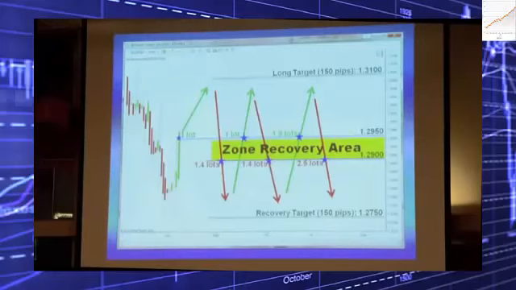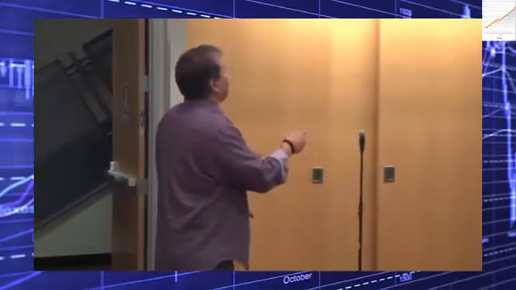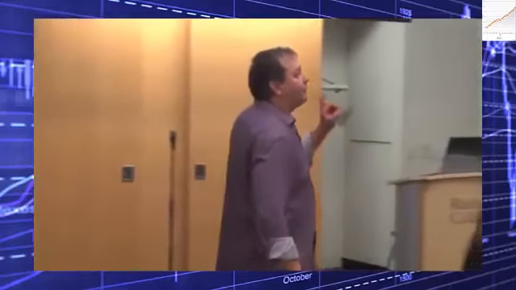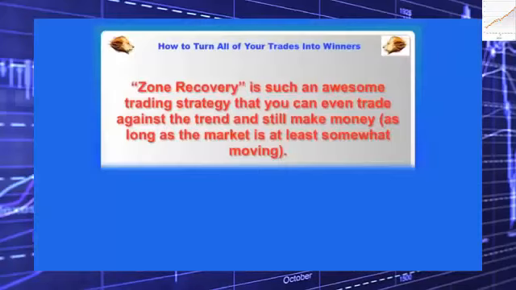So basically, it doesn't matter which direction the market is going, and doesn't matter which direction your original trade is. Sooner or later, it will hit a price above or below your entry. And when it does, you will clear the profit from the entire trading sequence. That way, you never have to take a loss. You don't have a stop loss. Zone recovery, in my opinion, is such an awesome strategy that you can even trade against the trend and still make money.